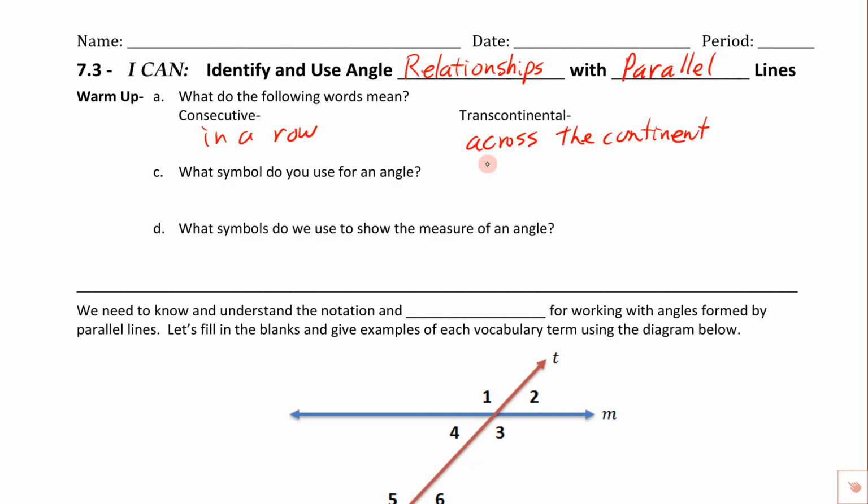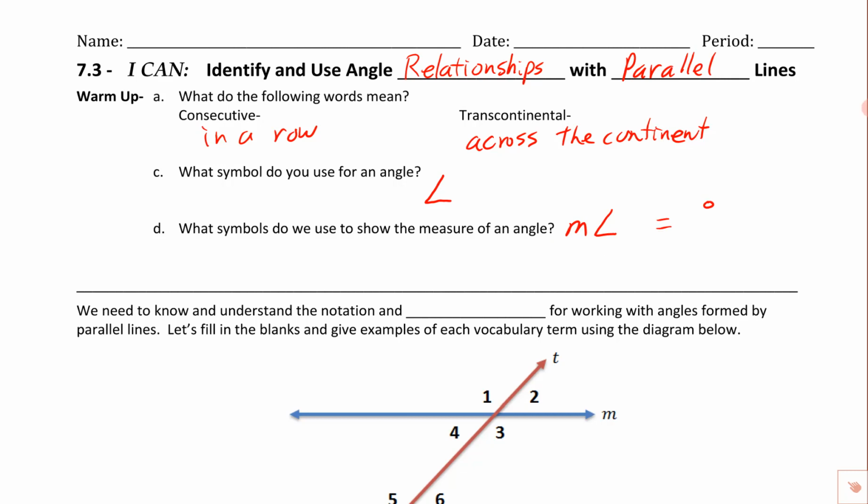Okay, what symbol do you use for an angle? Well, we use that little angle symbol like this. What symbols do we use to show the measure of an angle? Well, to show the measure of an angle, we're going to write that little m. We're going to have the angle and then the name of the angle, and then it might have a degree sign on it if we're measuring things in degrees. So those are a couple of things that we'd use in order to indicate the measure of an angle.